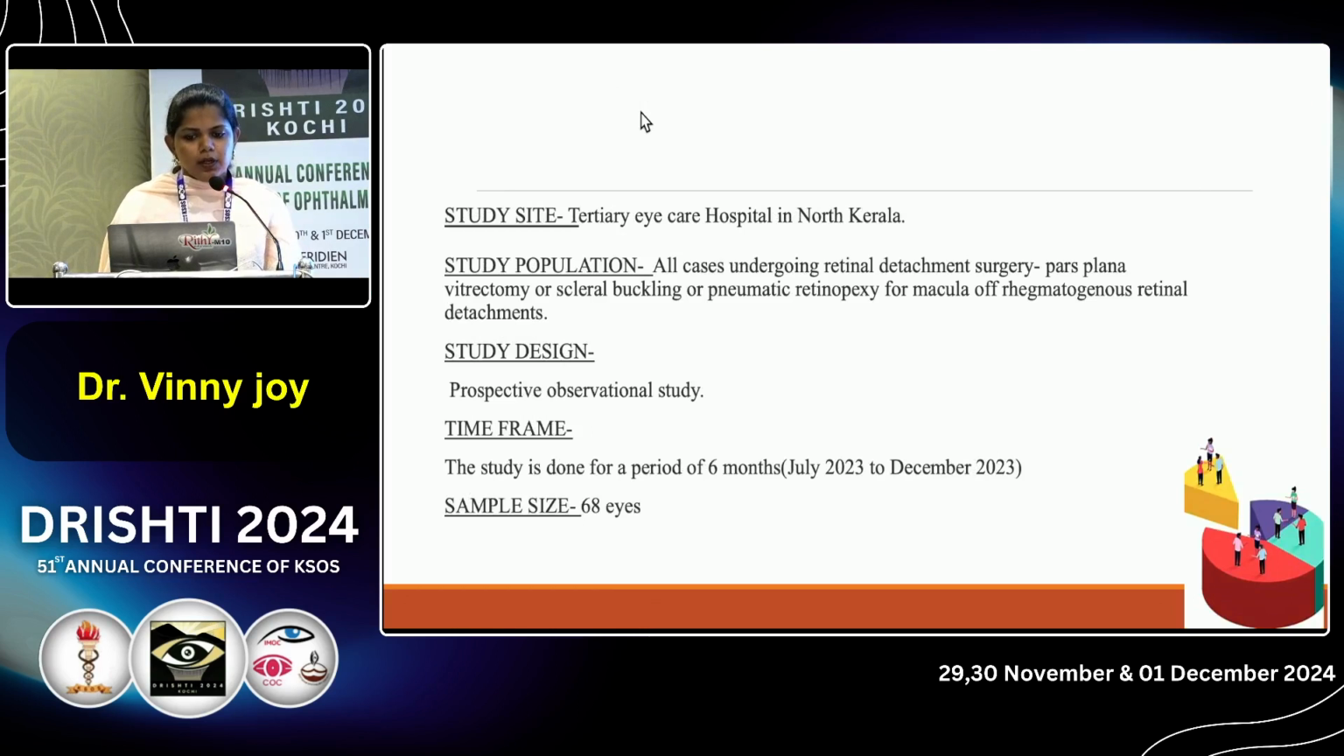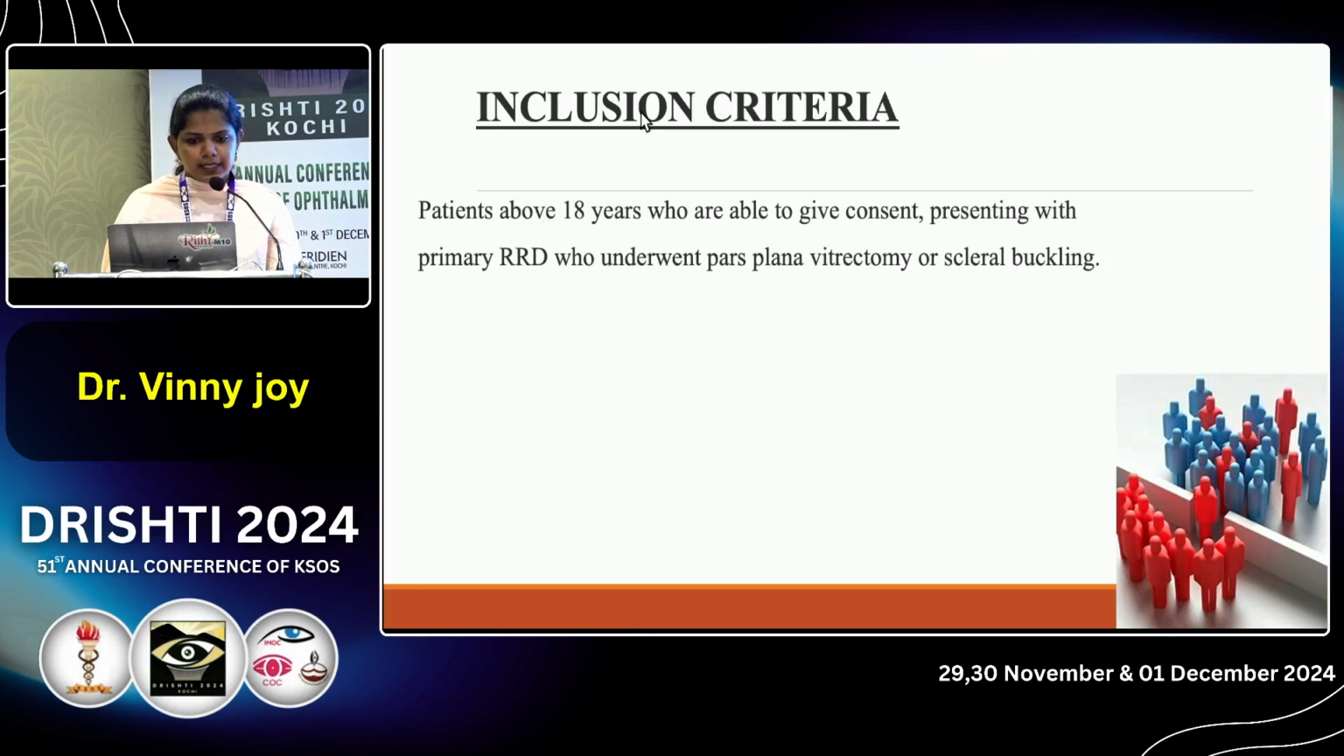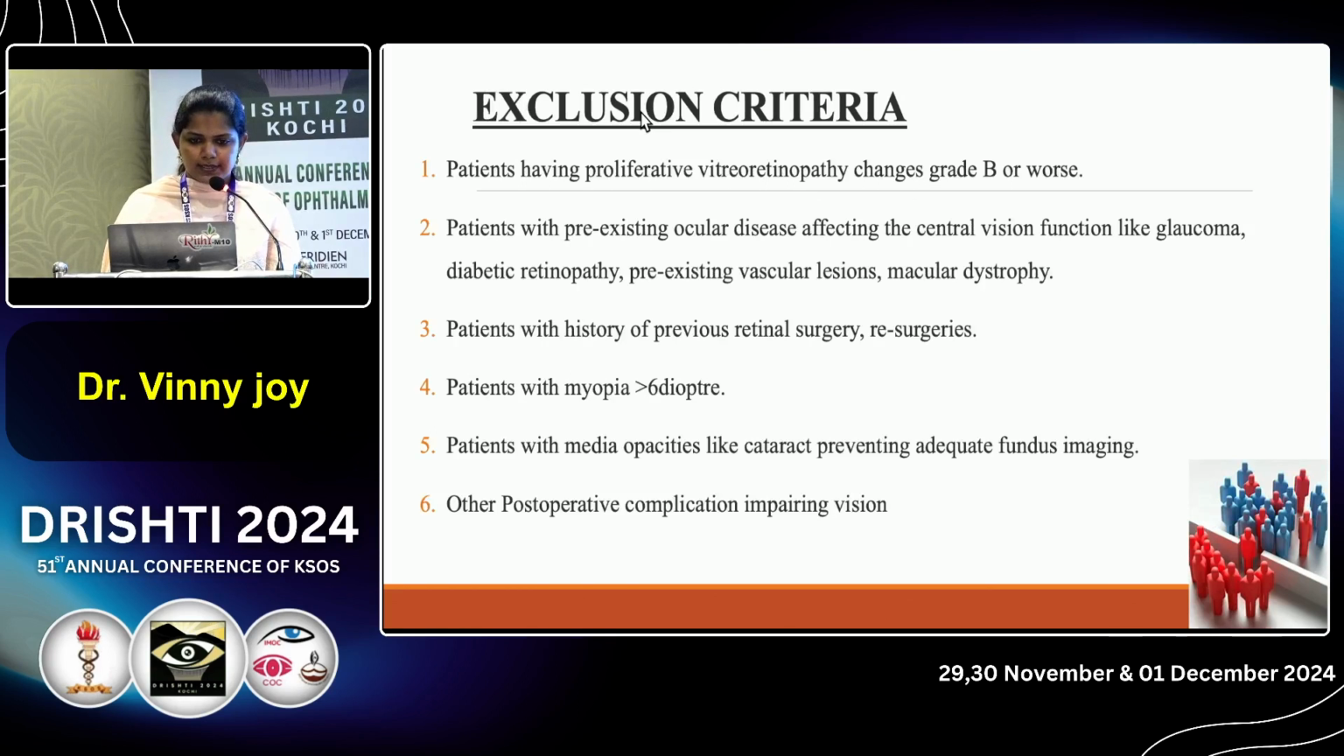Study population: all cases undergoing retinal detachment surgery, either pars plana vitrectomy or scleral buckling or pneumoretinopexy for macula-off rhegmatogenous retinal detachments. Study design is a prospective observational study. Time frame: the study was done for a period of 6 months and the sample size is 68 eyes. Inclusion criteria: patients above 18 years of age who are able to give consent, presenting with primary rhegmatogenous retinal detachment, who have undergone pars plana vitrectomy or scleral buckling or pneumoretinopexy.